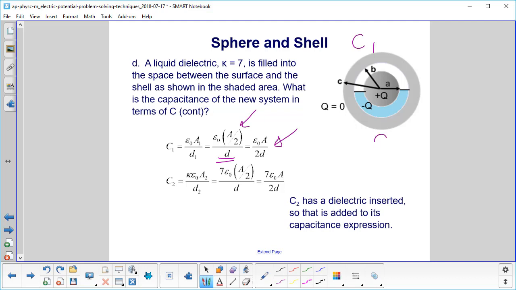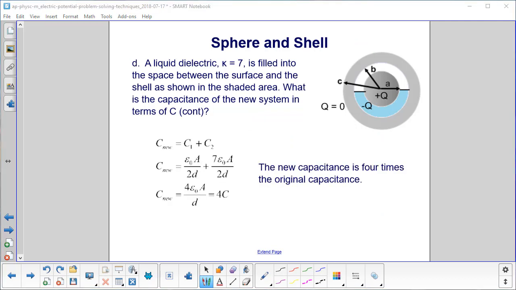Now go to C2, the bottom one with the dielectric. That's going to be kappa epsilon 0 A2 over D2. Once again, the distance is the original distance. The area is half the original area. And here's going to be our capacitance of the bottom virtual capacitor.